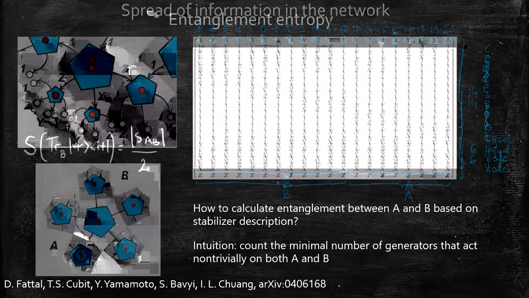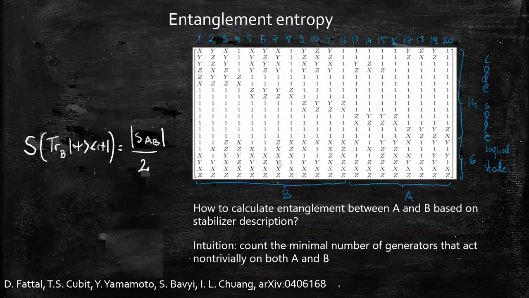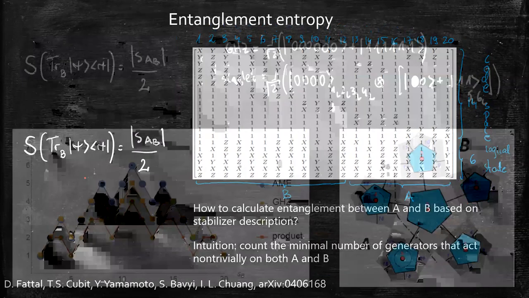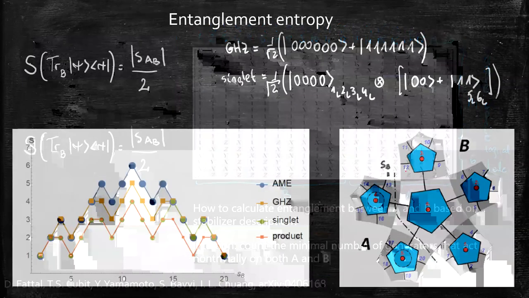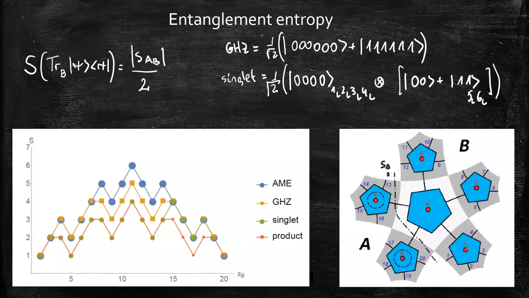So we have an algorithm for generating this minimal number of generators that act on both sides, and therefore we can calculate the entropy on the particular cut. And here are the results. So depending on the entanglement between the inputs, we have different values of entropy.